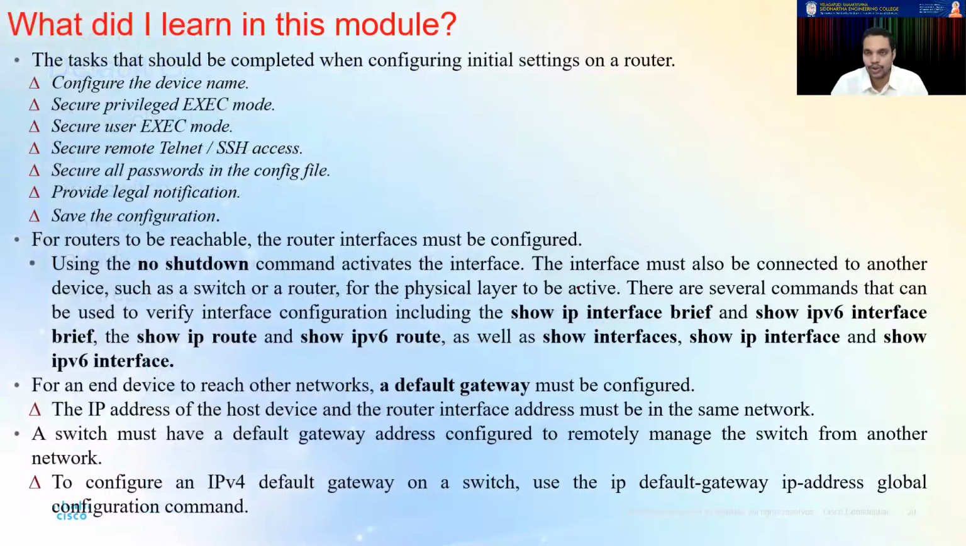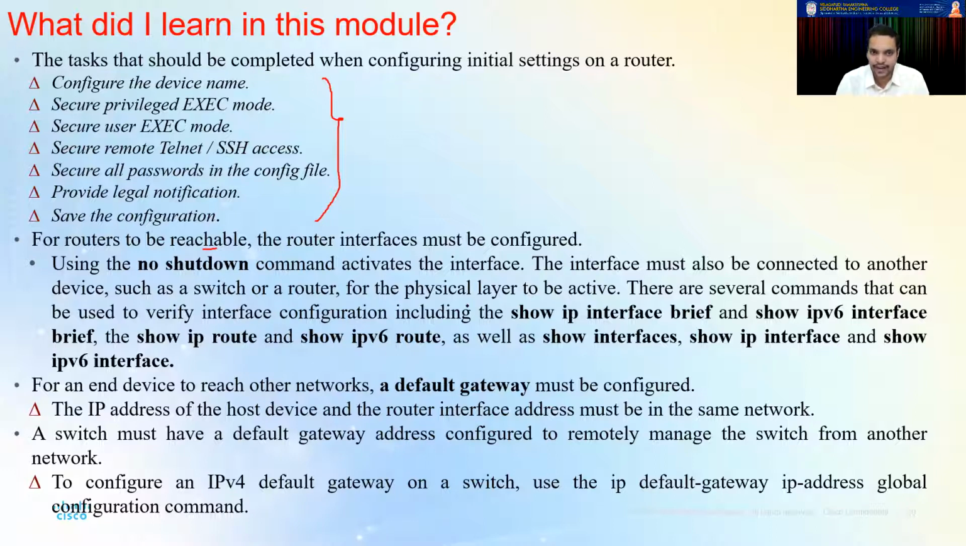So we have come to the conclusion of this particular module. These are the steps that we have studied for the initial configuration of a router: configuration of the device name, securing privileged executive mode, securing the user mode, securing remote access, encrypting all passwords, providing legal notification, which is the banner, and finally saving the configurations. For routers to be reachable, the router interfaces must be configured, so you have to type the no shutdown command once you give the IP address assignment.